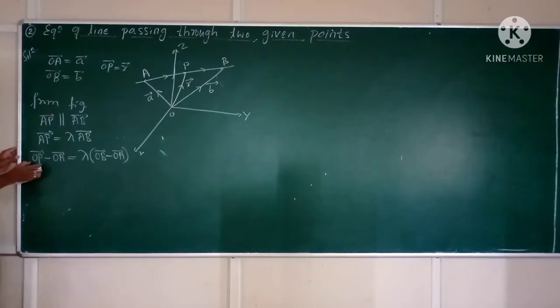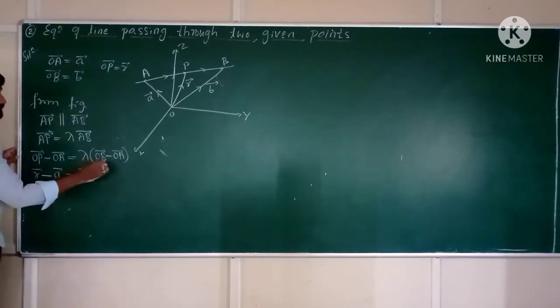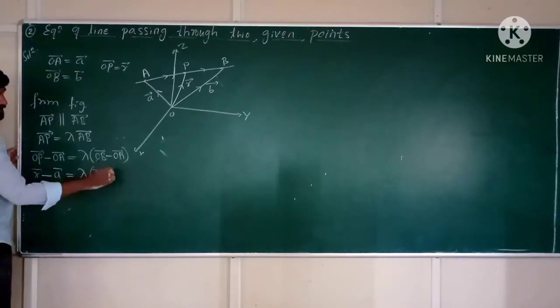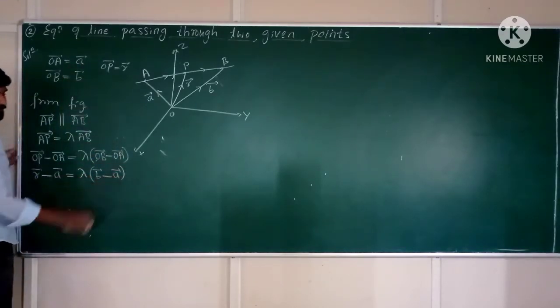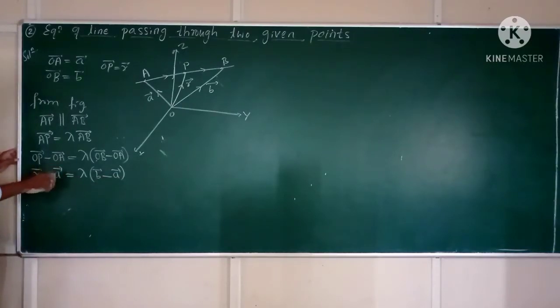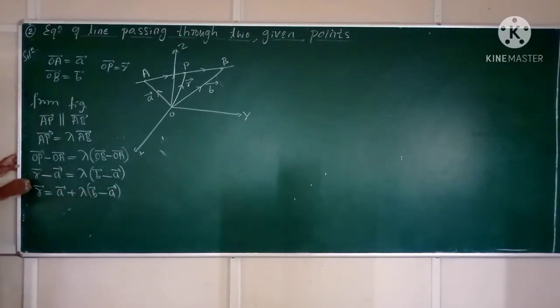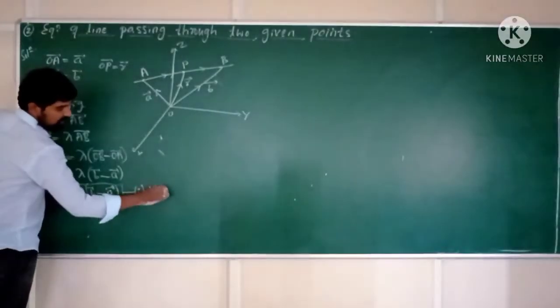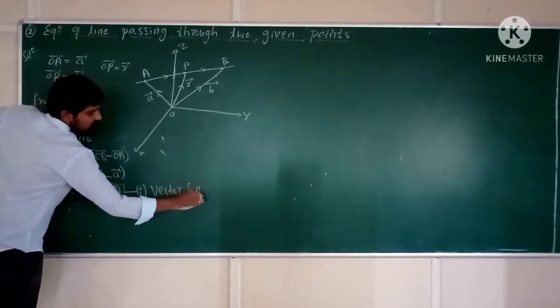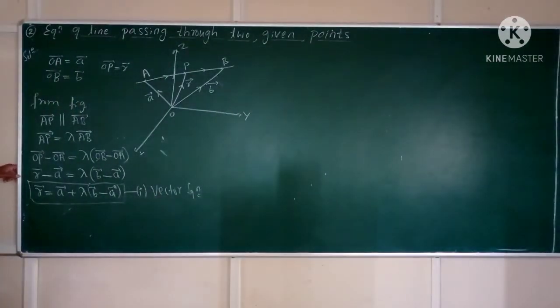Now we know that OP vector is R vector, minus OA vector is A vector, is equal to lambda times of OB vector is B vector, minus OA vector is A vector. Now shift this minus A vector towards the right hand side. It becomes R vector is equal to A vector plus lambda times of B vector minus A vector. And this is our required vector equation of the line passing through 2 points. I hope all of you understand.